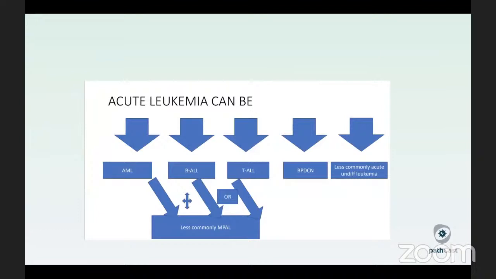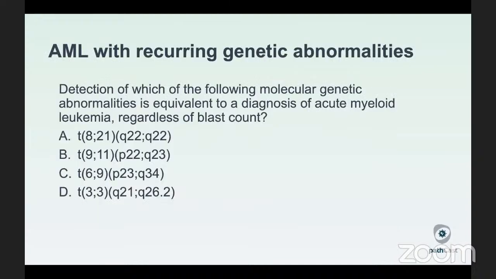So acute leukemia can be myeloid, acute myeloid leukemia, or it could be lymphoid, B lymphoblastic leukemia or T lymphoblastic leukemia, or it could be a mixture between myeloid and lymphoid lineage. We call this mixed phenotype acute leukemia. Also, blastic plasmacytoid dendritic cell neoplasm, and also acute undifferentiated leukemia if it does not fit any one of the categories. Acute myeloid leukemia with recurrent genetic abnormalities.